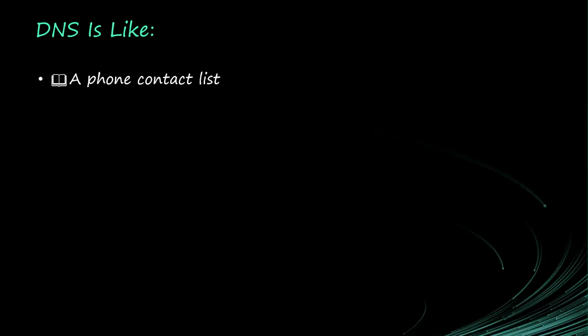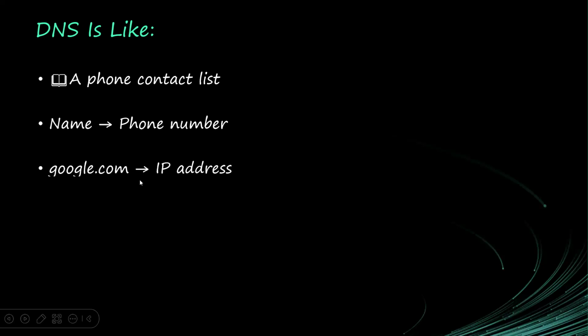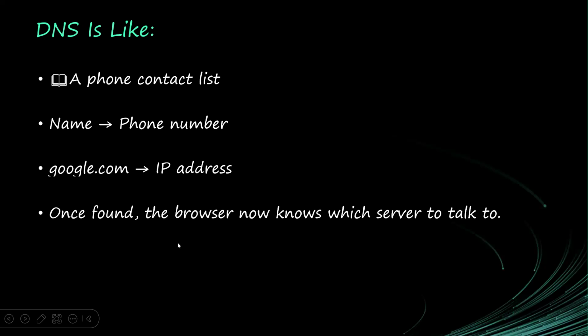So DNS is like a phone contact list. DNS, like I said, is where all the URLs, the unique addresses, live. Every domain name has an IP address. Name, phone number, just like in our phone, we have name and we have phone number. Do you understand? So the DNS has domain name and IP address. Google.com is the domain name, and the IP address is the IP address. So once the DNS finds google.com's IP address, it will now give it to the browser.